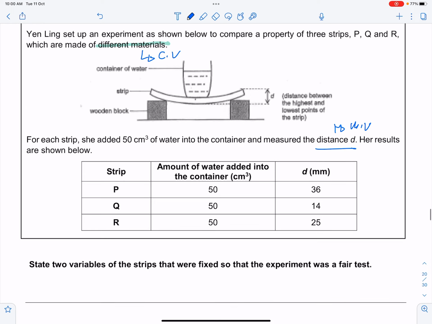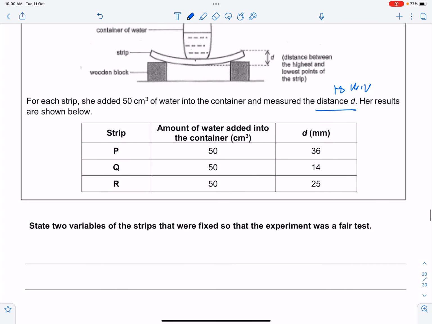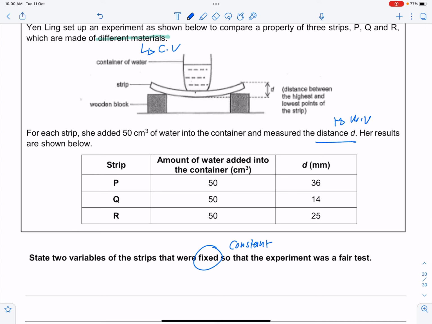Okay? Now, state two variables of the strips that are fixed. Fixed, that means the same or constant, such that the experiment is a fair test. So you think about it. Sometimes there are many things you can talk about because basically everything else needs to be the same except the change variable. But sometimes some answers have a higher quality than the others or are more relevant.